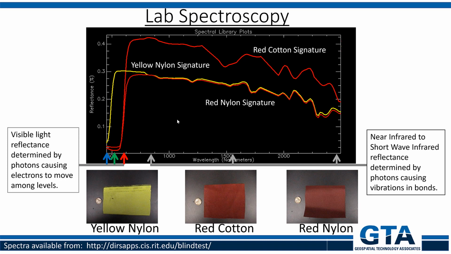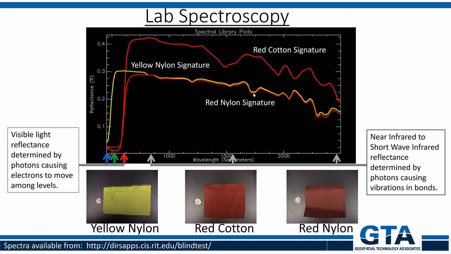The interesting thing about these fabrics is you can see when we look out in the infrared regime here, from about 700 out to about 2,500, the nylon fabrics have very similar dips and rises and peaks, and we refer to these dips and rises as peaks as features.